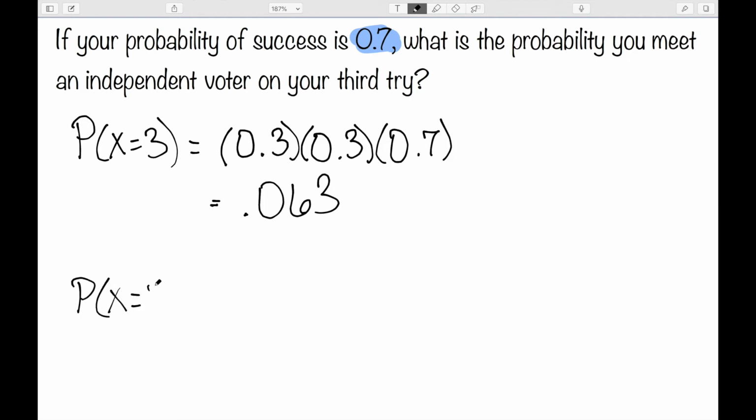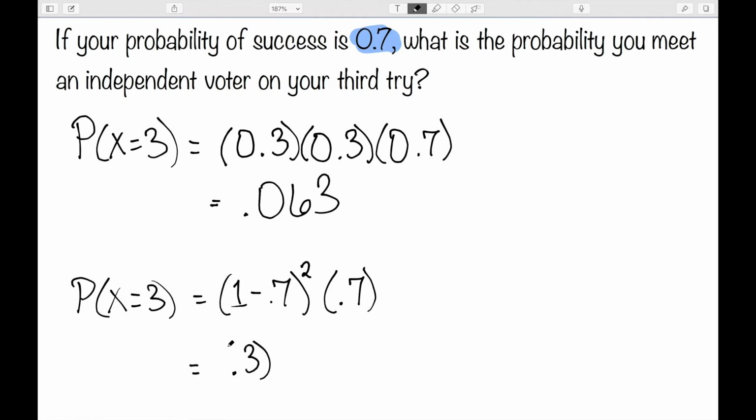Alternatively, we could have used the formula. We would have (1 minus p) to the x minus 1, so 3 minus 1, times p. And we can see that this works out to be 0.3 squared times 0.7, which is exactly the same thing we got in the first case.